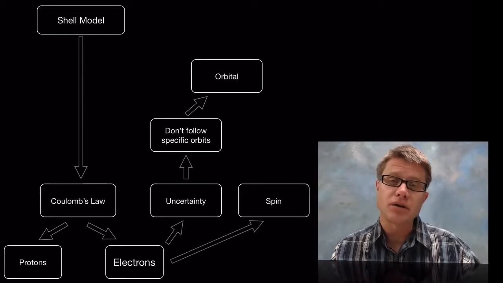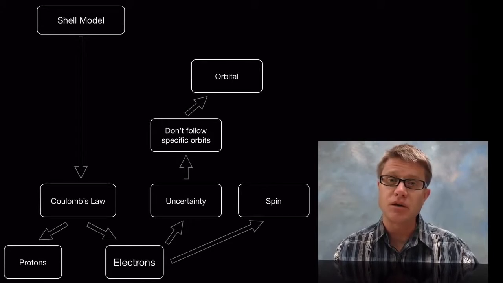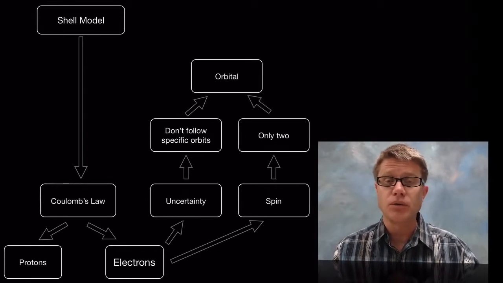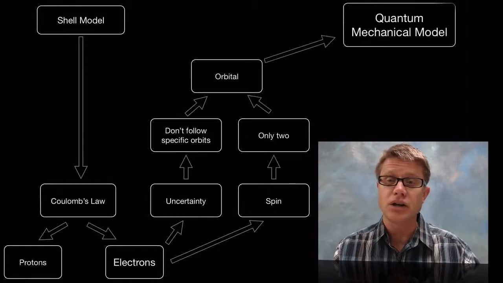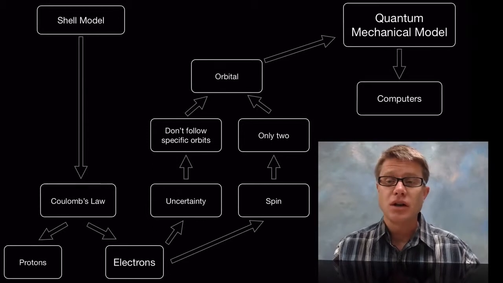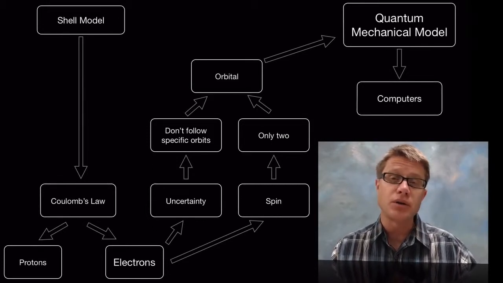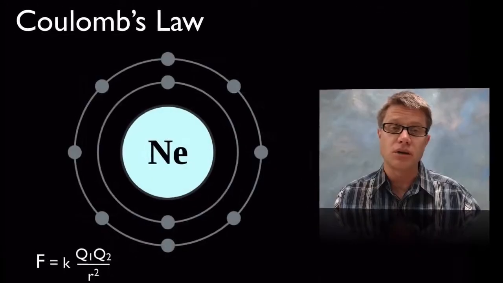Another important thing about electrons is that they have spin. They're going to have either a clockwise magnetic spin or a counterclockwise magnetic spin. As a result, you can only have 2 in every orbital. So we really had to throw out this idea of the shell, or at least modify it so it fit with the data. Now we have this quantum mechanical model, and we can use complex equations and computers to develop software that predicts how atoms are really going to interact.